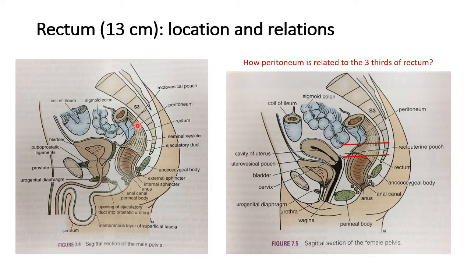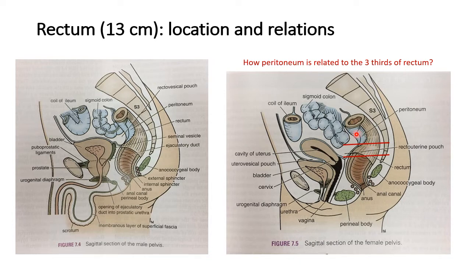How is it related to the peritoneum? This is the peritoneum, the blue shading. For simplicity, you just need to divide the rectum into thirds: the upper third, the middle third, and the lower third. On this image, maybe the middle third looks a little bit smaller, but don't worry, it is still good for the presentation and explanation.